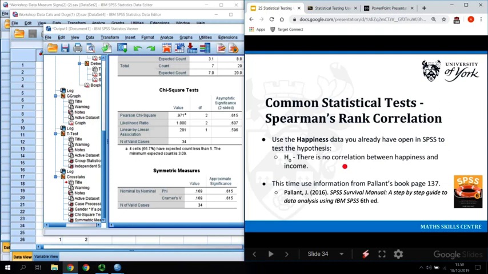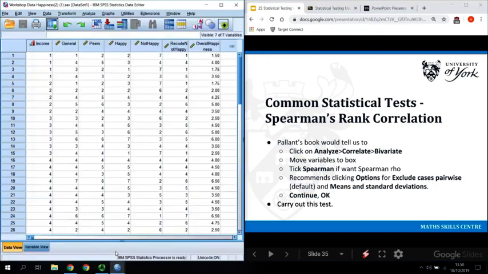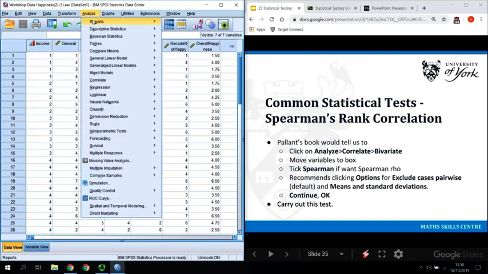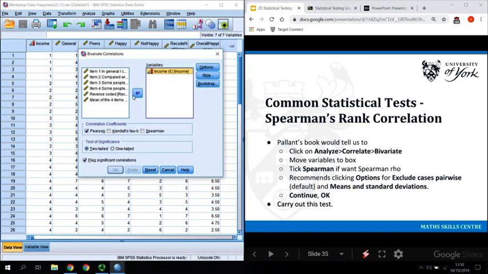You could use a book called SPSS Survival Manual. It's by Julie Pallant. There's a 6th edition out now, and it's quite straight to the point when it's trying to explain how to run these tests in SPSS, so you might like it for that reason. So Pallant's book would tell us, if we go to the data, the happiness data, here we go, to go to Analyze, Correlate and Bivariate. The two variables that we're comparing are income and the overall happiness, which remember is the mean of the 4 questions, the mean of the 4 items.